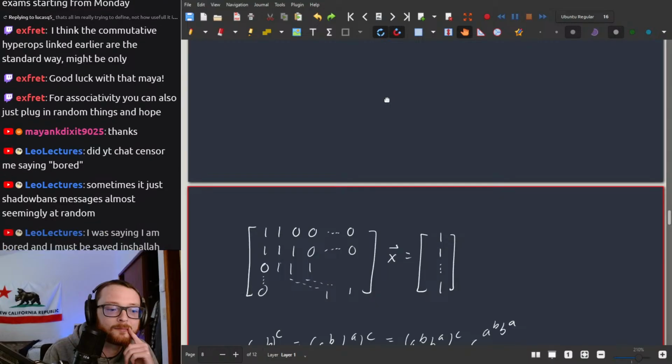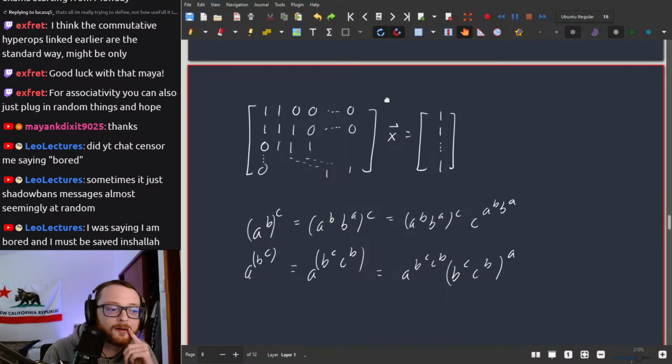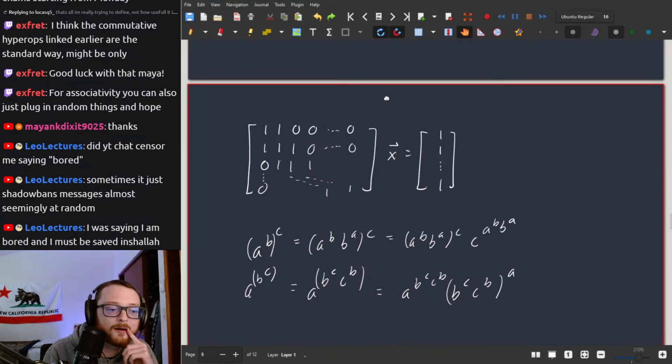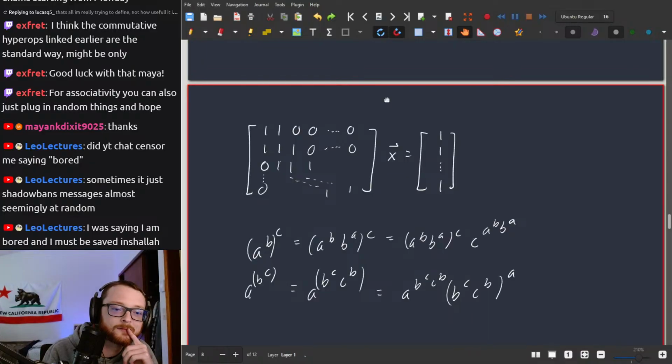I mean, theoretically you could probably just do row operations and just be careful about maintaining the patterns here.